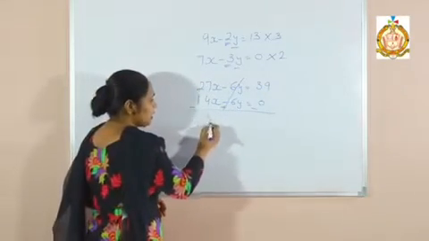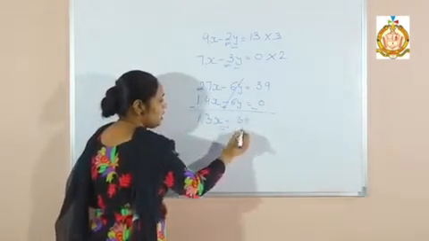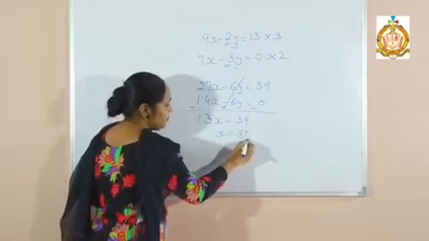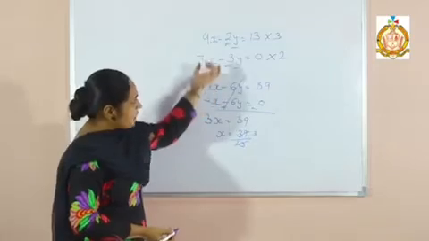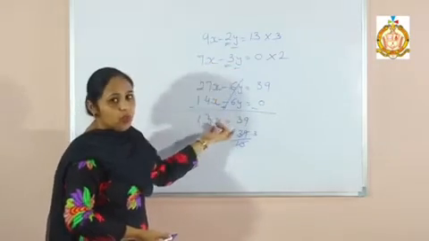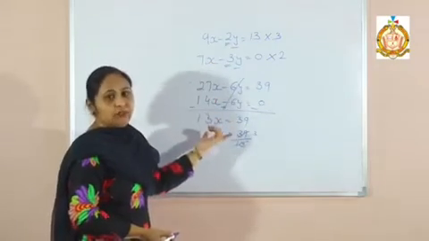There will be 13x equals 39 and x again becomes 3, because the answer will be the same. If I solve for x or I solve for y, the answer will be the same. Nothing will be changed there.